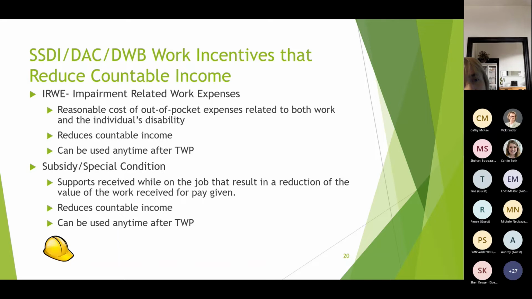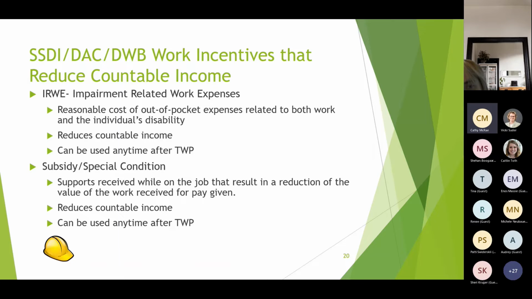Okay, impairment-related work activities, or impairment-related work expenses, are reasonable expenses that you pay out of pocket and that are both for your disability and for work.